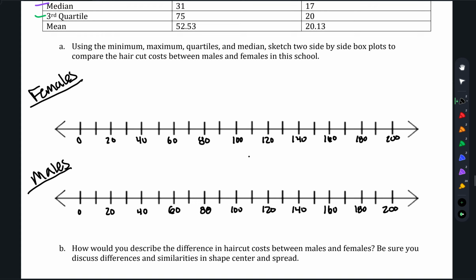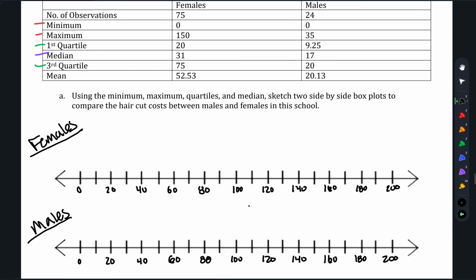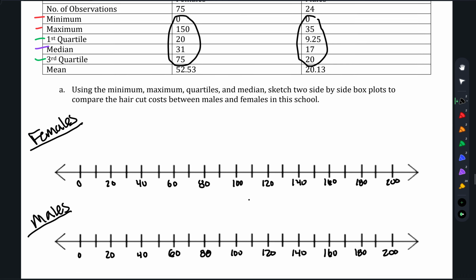Okay. Now, like I said, in this table, they've already given us our 5-number summaries. So I want you to go ahead and plot for females and for males. Plot their 5-number summaries on here. Make your box and whisker plots.